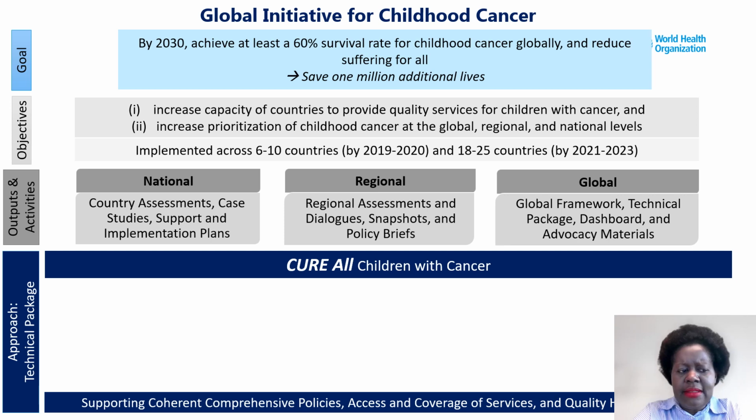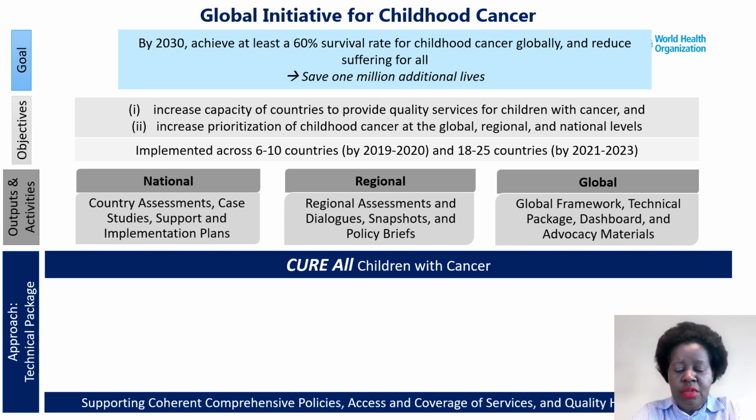What are some of the expected outputs and activities at national level? We're expecting that countries will have country assessments, case studies, and general implementation plans, which will be of help. At the global and regional level, like our level here, we are looking at regional assessment, and currently we're carrying out a status report on childhood cancer in Africa and hope to have these results soon.